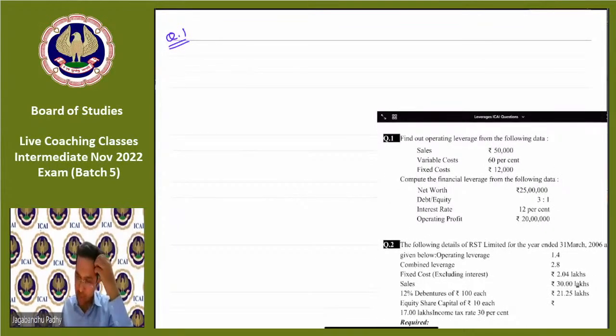Question one. Find out the operating leverage from the following data. We have sales of 50,000. Variable cost is 60%. Fixed cost is 12,000. Compute the financial leverage from the following information. Net worth is 25,000. That's the second part of the question. The first part we have to focus on is the operating leverage.